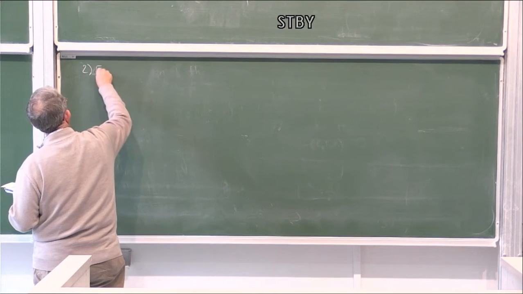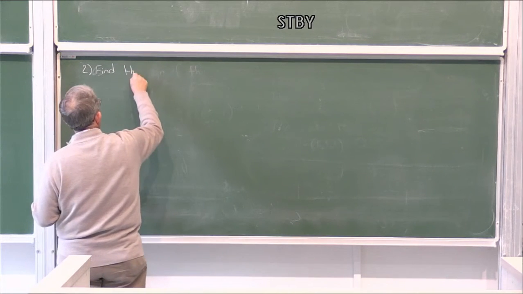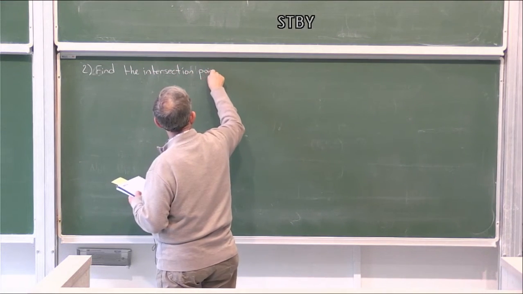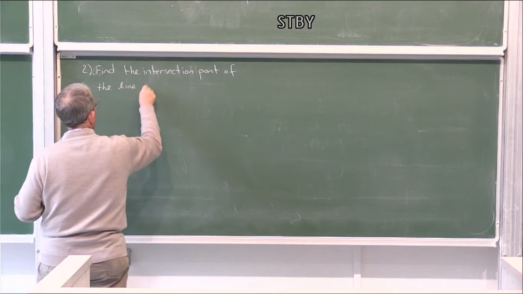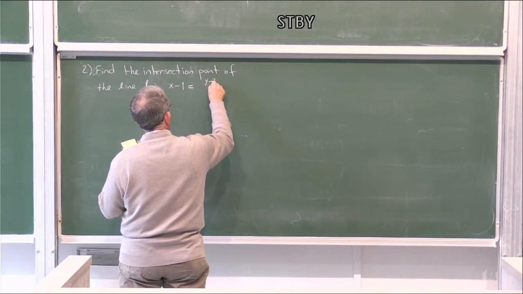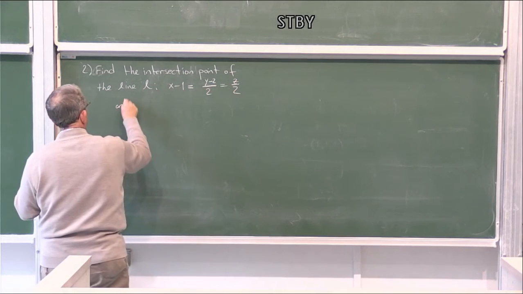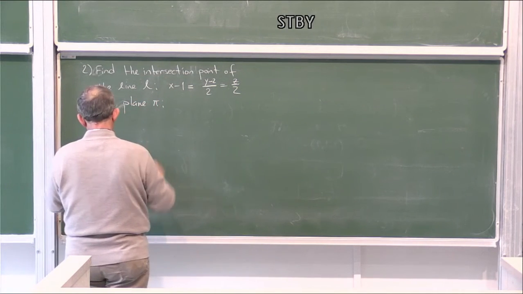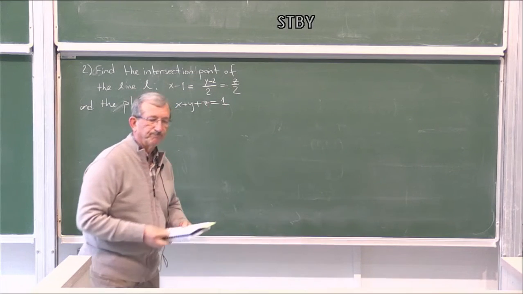Let us find, this is not an equation problem, but nevertheless, find the intersection point of the line L given by x minus 1 is y minus 2 over 2, which is z over 2, and the plane pi, which is x plus y plus z is 1.